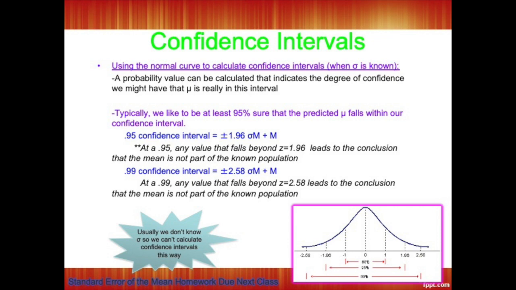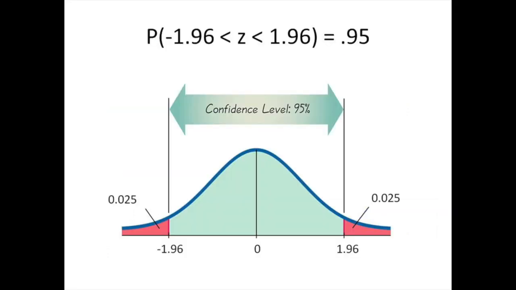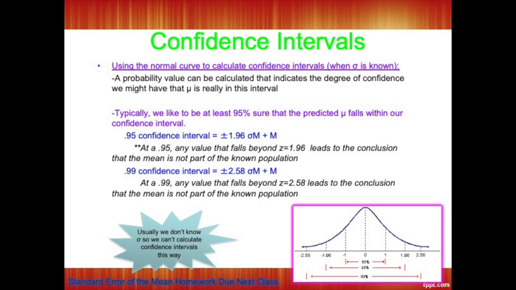And the answer is because if you look down at the normal curve on the bottom right of your screen, you see where 95% of the scores fall, and those are marked off by the negative 1.96 z-score. And the upper limit of that 95% bracket is the positive 1.96 z-score. So we know that 95% of cases fall between those two z-scores. And so we're able to be 95% confident that our population mean is going to be within those two z-scores. Any value that would fall beyond a z-score, positive or negative, of 1.96 leads to the conclusion that the mean is not part of the known population.